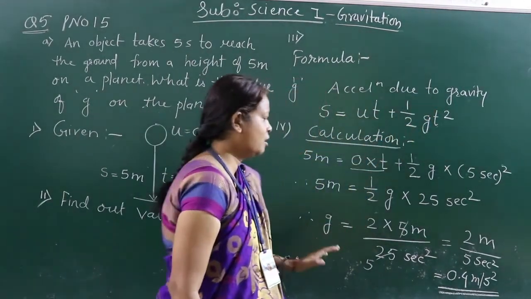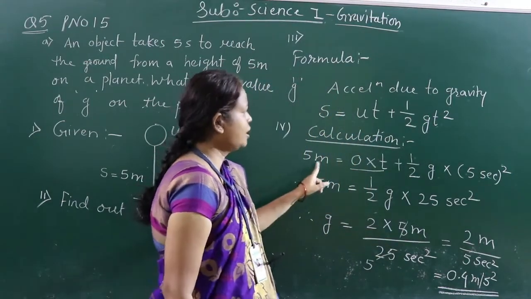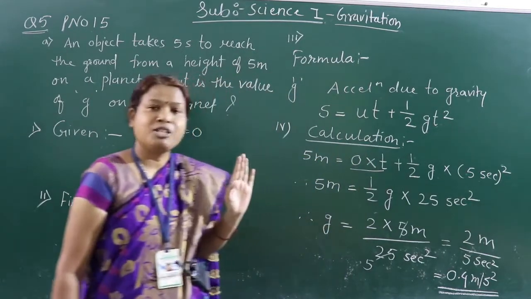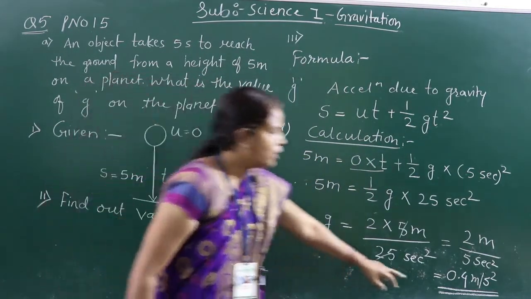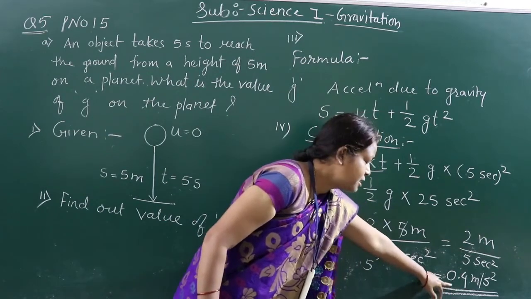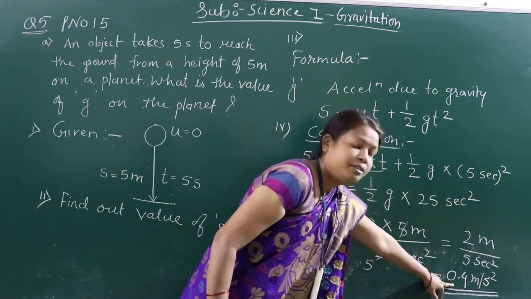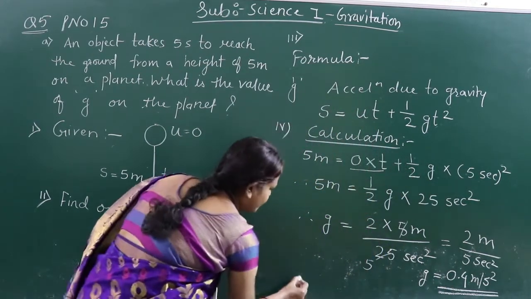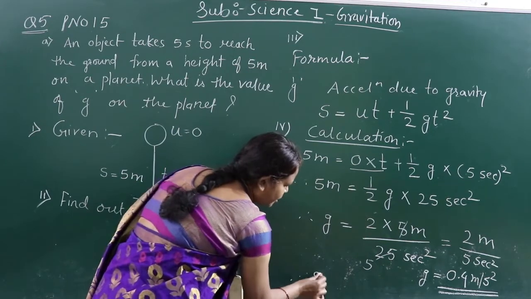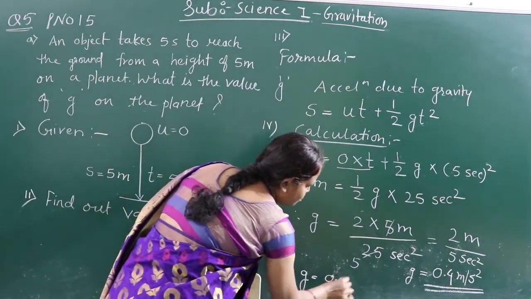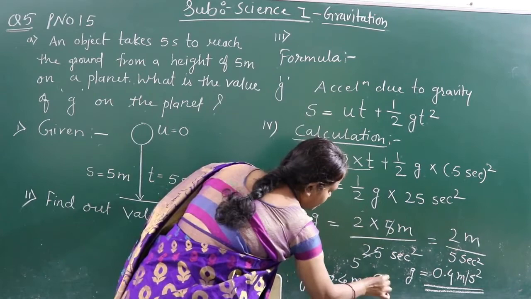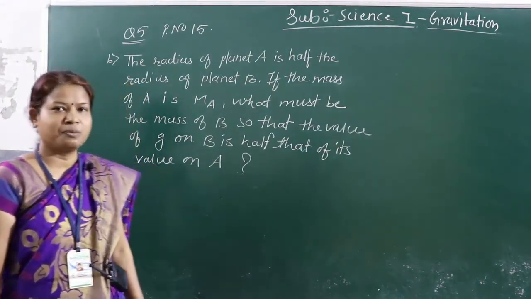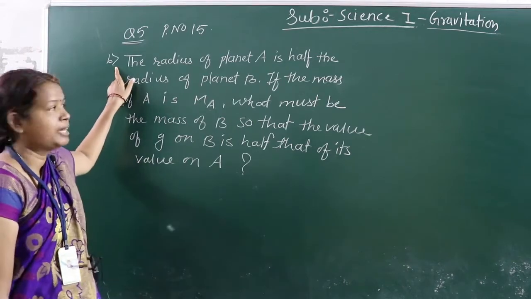So you can mention all this calculation with the units, or if you find it difficult, do not mention the unit. You will mention the unit at the last while you find the answer. Okay, so our answer is, therefore the acceleration due to gravity, that is g, is equal to 0.4 meter per second square. Okay students, on our page number 15, our second problem is given.